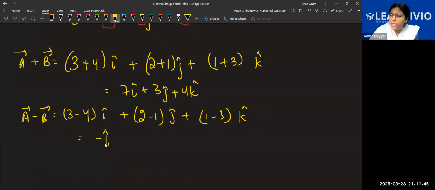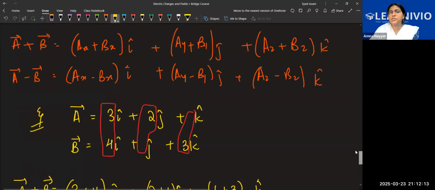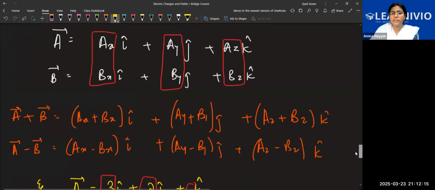So this is going to be 3 minus 4, which is minus 1. You can leave the 1, you can omit it. No need to always write 1. When nothing is present, it means the coefficient is 1. So just write minus I cap, that will suffice. Or 2 minus 1 is 1, so I can simply write plus J cap. And 1 minus 3 is minus 2 K cap. Now you write these down. I'll give you some questions to practice.